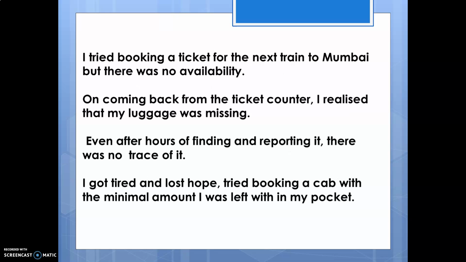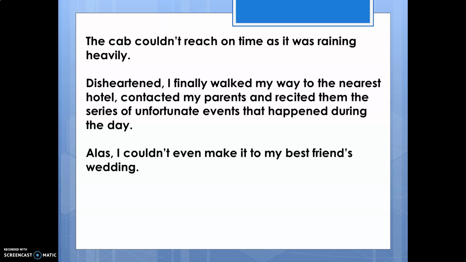I tried booking a ticket for the next train to Mumbai, but there was no availability. On coming back from the ticket counter, I realized that my luggage was missing. Even after hours of searching and reporting it, there was no trace of it. I got tired and lost hope. I tried booking a cab with the minimal amount I was left with in my pocket. The cab couldn't reach on time as it was raining heavily.